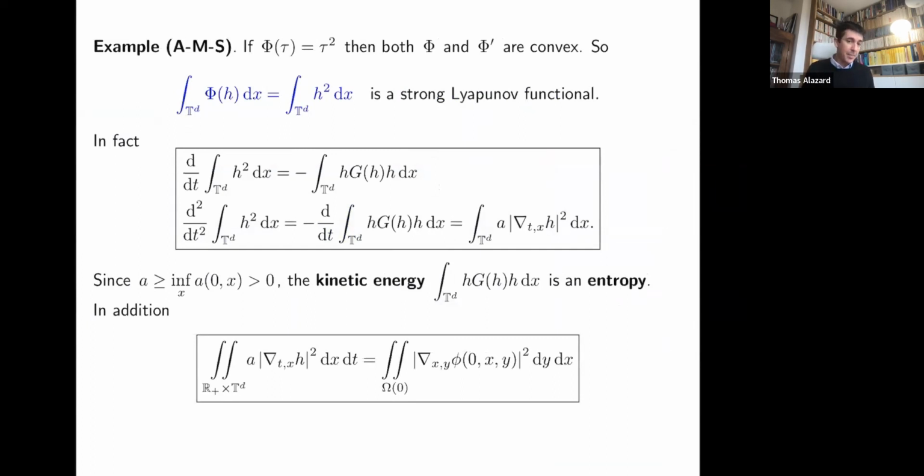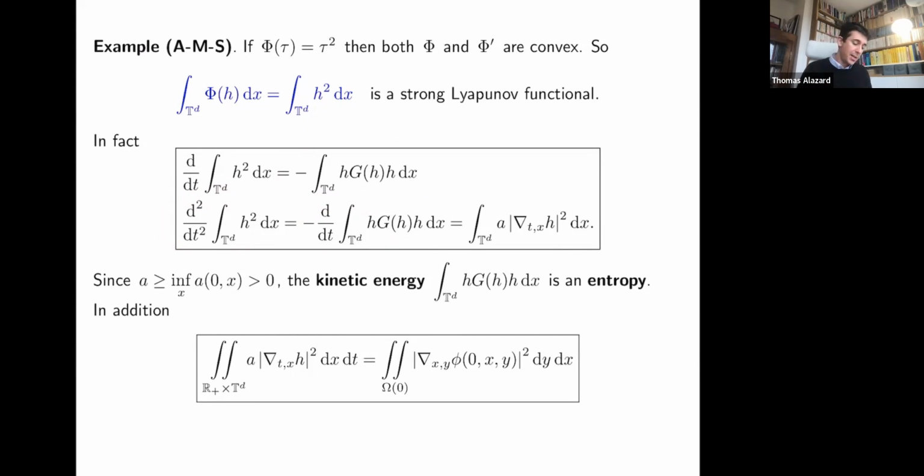In this case, you can in fact compute explicitly the first order derivative of the L2 norm. This is, as we have seen, given by this term. And what is the second order derivative in time of the square of the L2 norm? This is the time derivative of this quantity. And using an exact identity again, you can see that it is equal to the integral of A times the gradient of H squared.